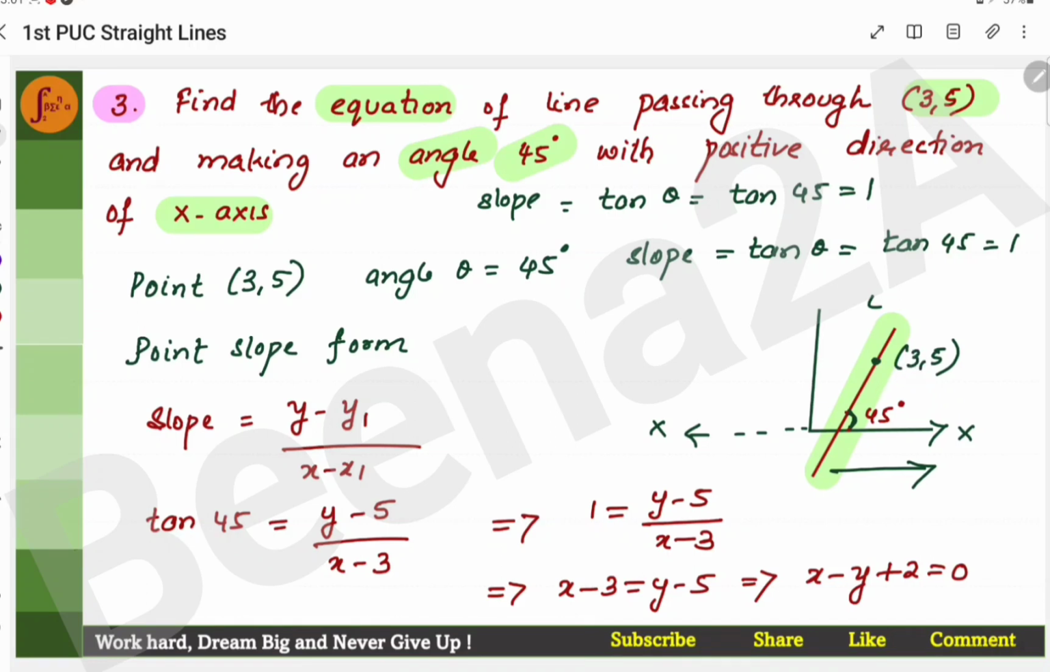So now we can find out slope. Slope is 1. So we'll use the point slope form equation, right? You have x and y, then you have the point coordinates x1, y1. Substitute 3 and 5 here, and you know the slope, which is tan 45, which is 1. Now you simplify, you'll get this equation.